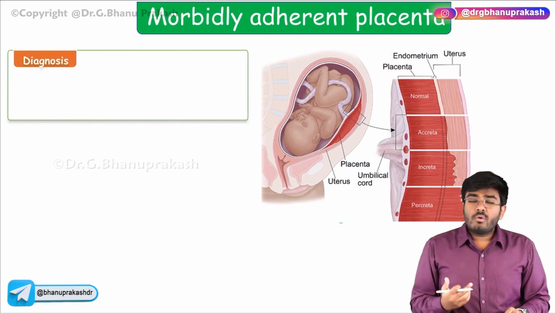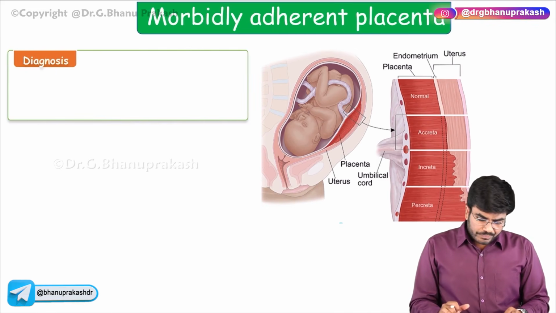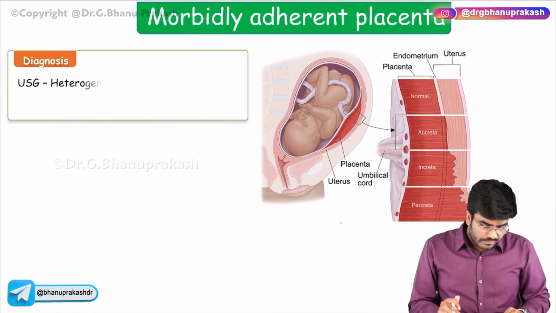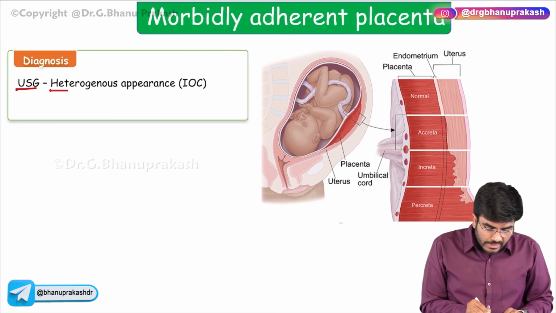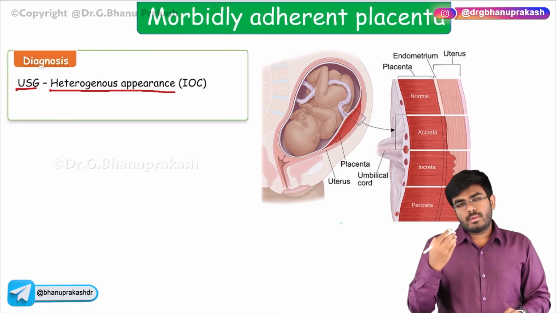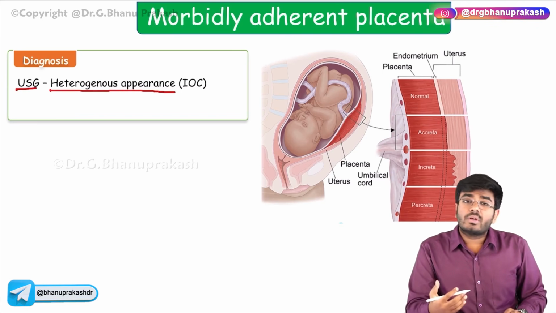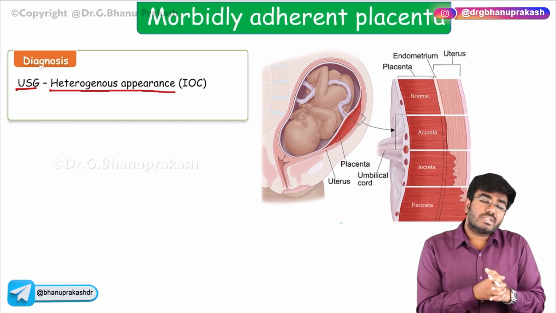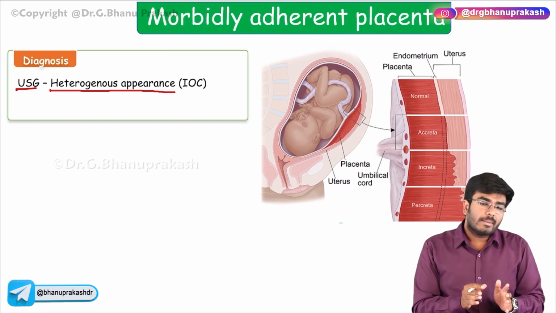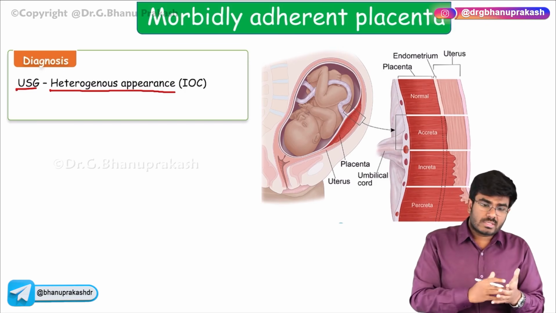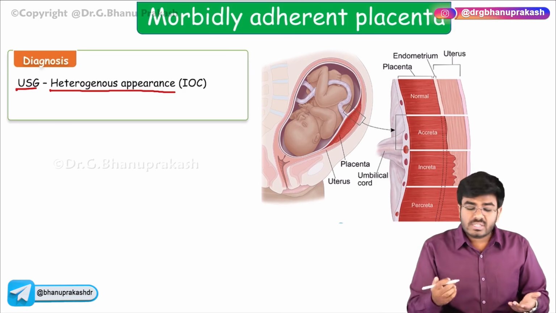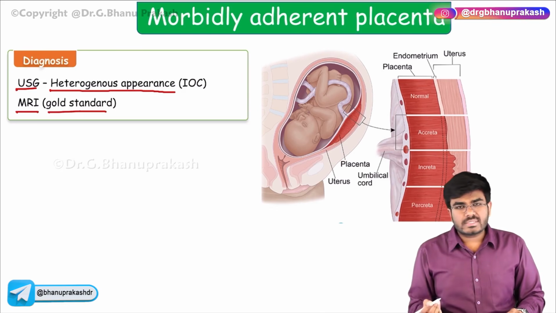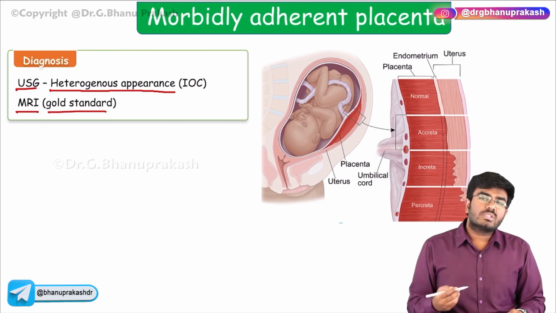Now, how are you going to do the diagnosis? Antepartum, you can do diagnosis with ultrasonography, where you can see a heterogeneous appearance of the placenta. You can see that the placenta is going into the myometrium or even up to the perimetrium. But for looking inside the organs, the gold standard is going to be MRI. MRI is the gold standard, but the investigation of choice usually is ultrasonography, where you will see the heterogeneous appearance of the placenta.